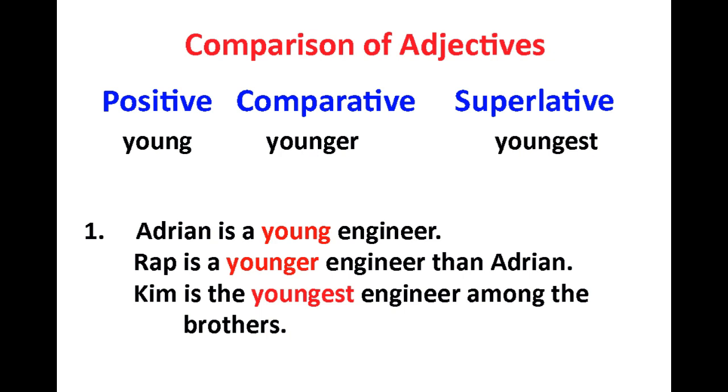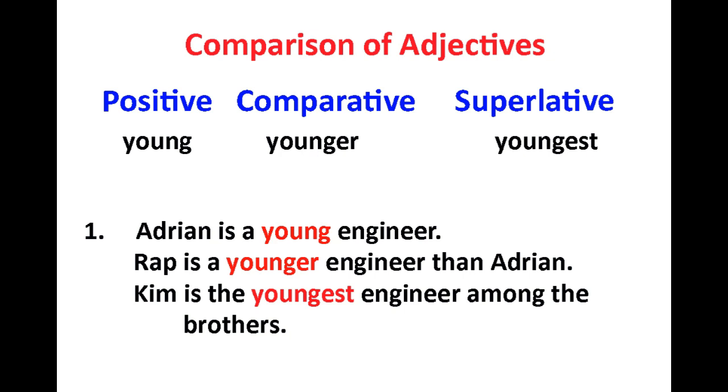To make it clearer, I will use the adjective young in a sentence. Adrian is a young engineer. Rob is a younger engineer than Adrian. Kim is the youngest engineer among the brothers.